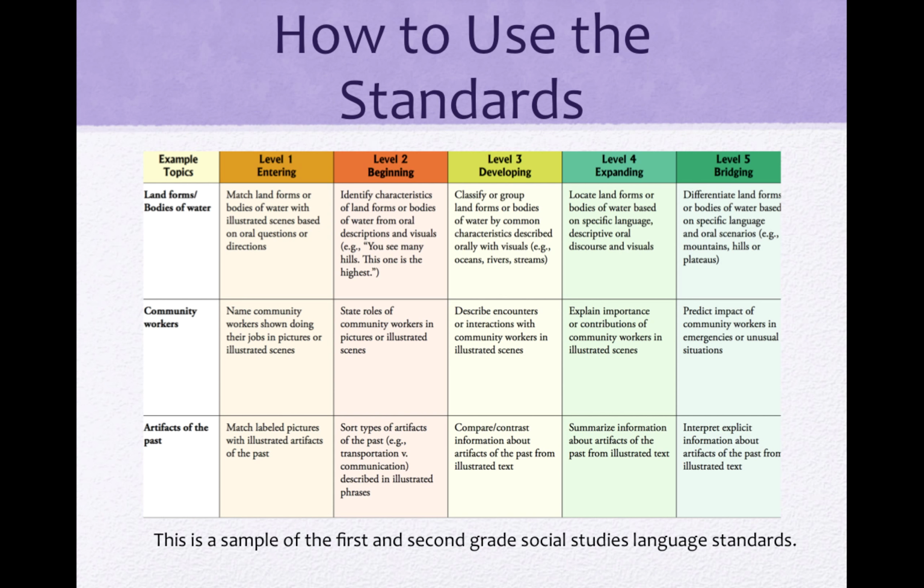So this is a sample of first and second grade social studies. Some things that might be talked about in first and second grade social studies would be community workers. For example, if a student is a first grader talking about community workers and they're level 3 for their language, they should be able to describe encounters or interactions with community workers in illustrated scenes. Okay, so that's kind of how that would work, but you can adapt that to the content that you're teaching based on these ideas.